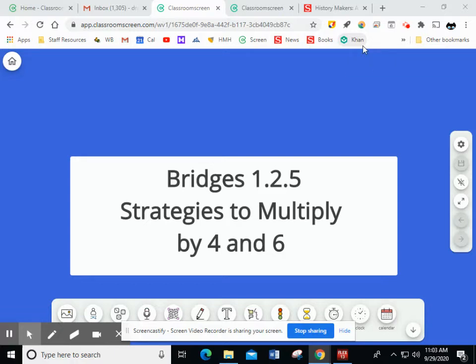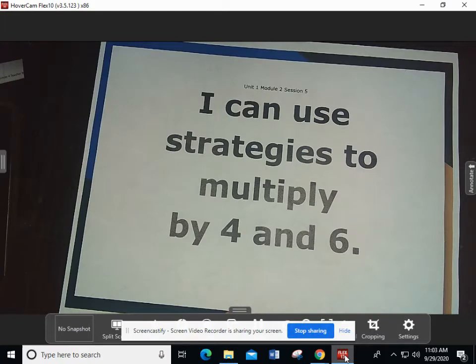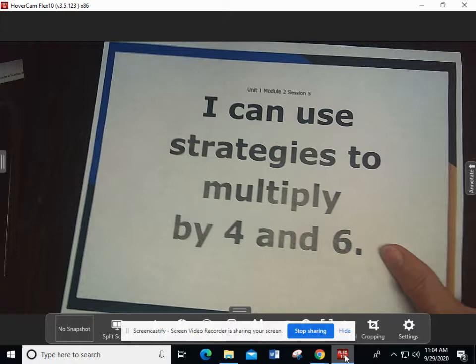So here we go. Today's lesson, we are talking about strategies to multiply by 4 and by 6. So that's what our I can statement is, that we can use strategies to multiply by 4 and 6.